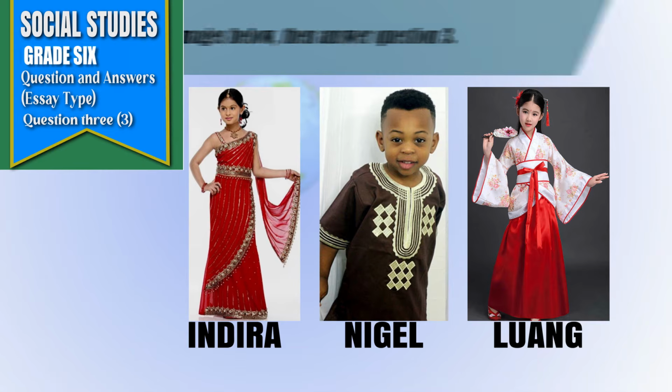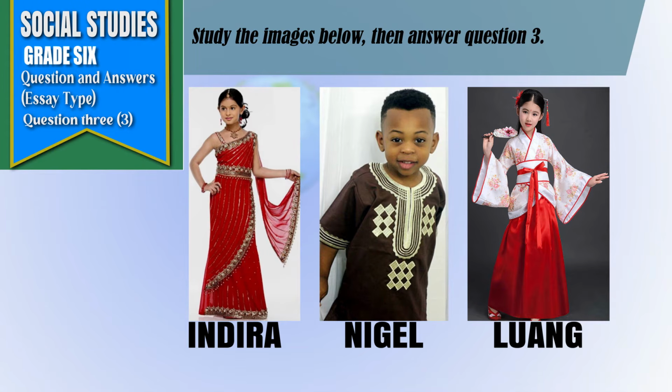Study the images below, then answer question 3. So there are 3 images with names under those images. 1, we have Indira, 2, Nigel, and 3, Luang.